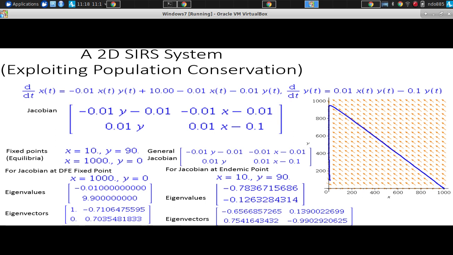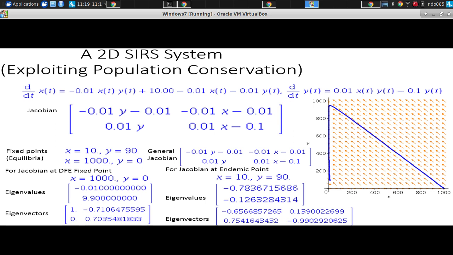So x equals 10, y equals 90. The general Jacobian has minus 0.01 times y, which is 90, but it's minus 0.01 too. So it's minus 0.01 times 90, which is minus 0.9, minus 0.01, which is minus 0.91, right? Okay, there we go.